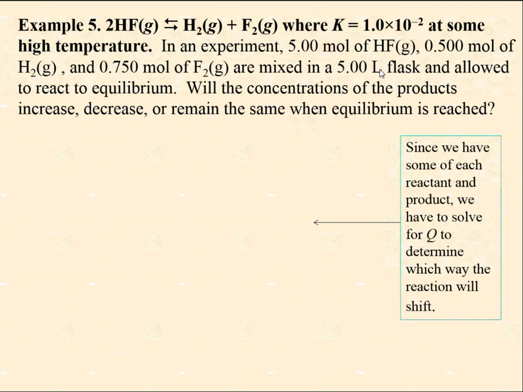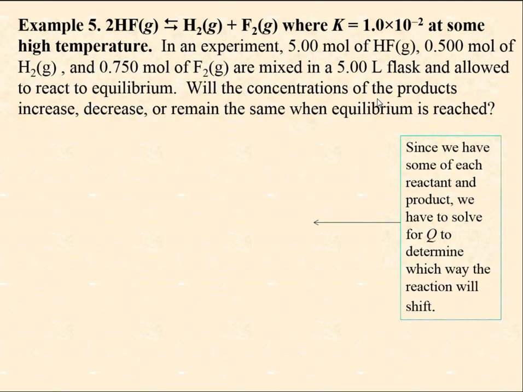Notice we have moles and liters. That's why we're not going to do a pressure K expression or K equation. And then we allow it to reach equilibrium. Will the concentrations of the products increase, decrease, or remain the same when equilibrium is reached? So since in this system we were given values for all three at the beginning, we have to use our K value to find out if we are going to expect our system to build more products or more reactants.